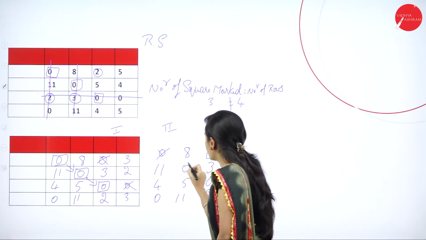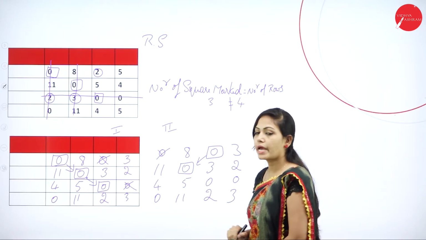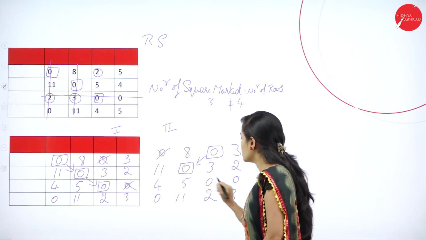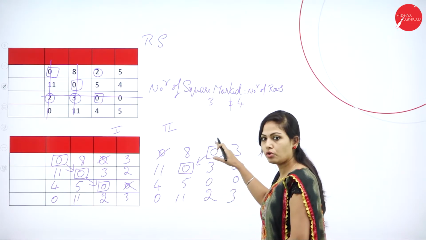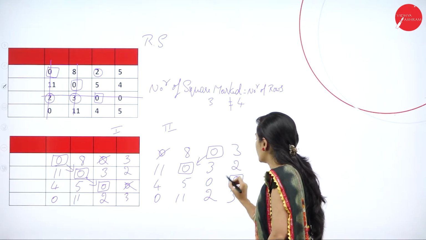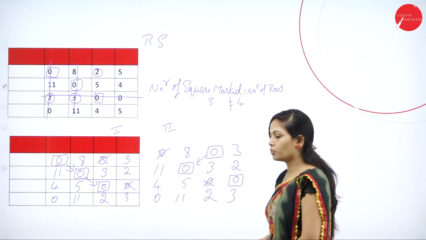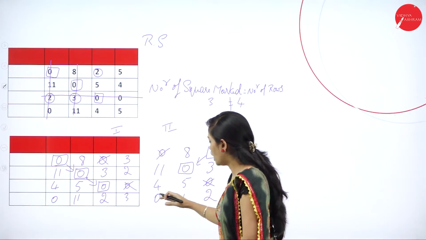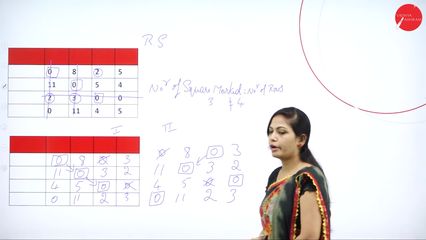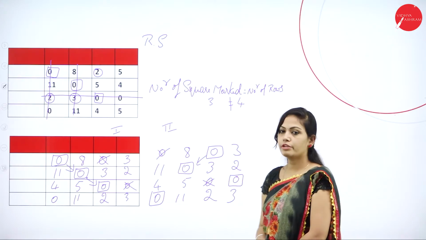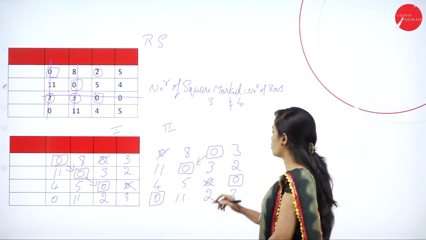And in the second row, again, I can select this diagonal selection. And in the third row, I have 2 zeros. I have already selected 1 zero in this column, so I will select the next 0. I can cancel this 0. And in the last row, I have only 1 zero. This I have marked. So now you can cross verify whether it is a square matrix or not.